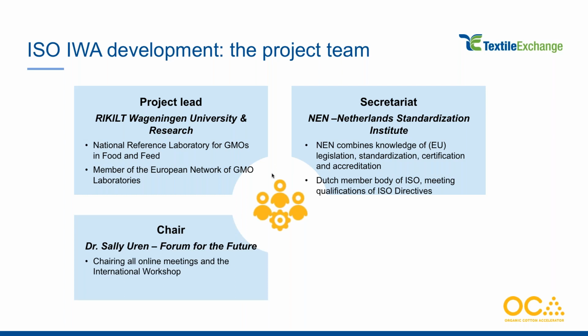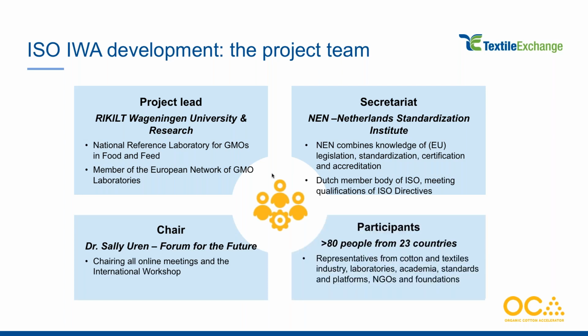Now, in this entire process, we also had an independent chair, Sally Urban from Forum for the Future, and most important, over 80 participants from 23 countries participated, and really they represented, as I just said, all stakeholder groups. So we had the laboratories there, cotton and textiles industry, fashion brands, spinners, farm programs, academia, NGOs and foundations, all with a very clear process of commenting on the protocol as developed by Rikilt.